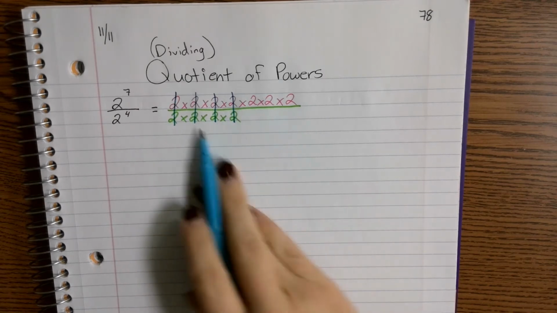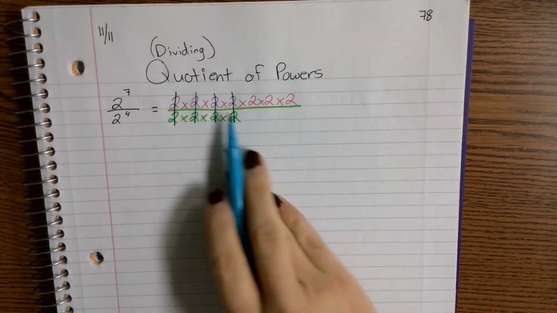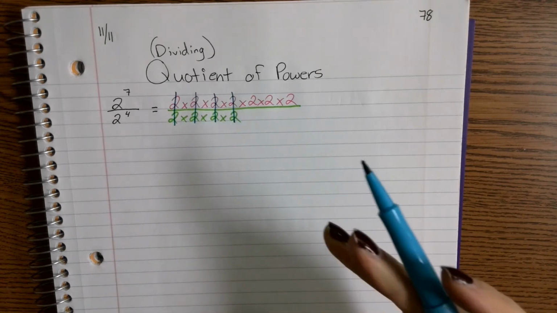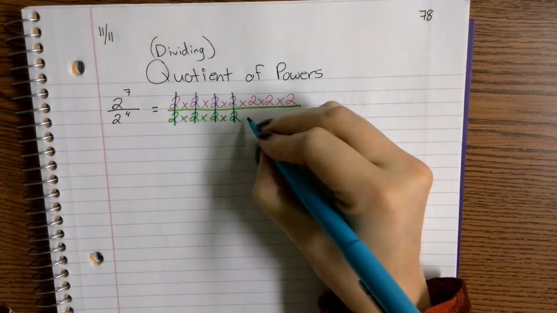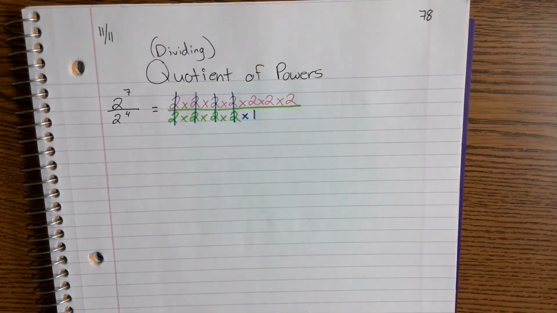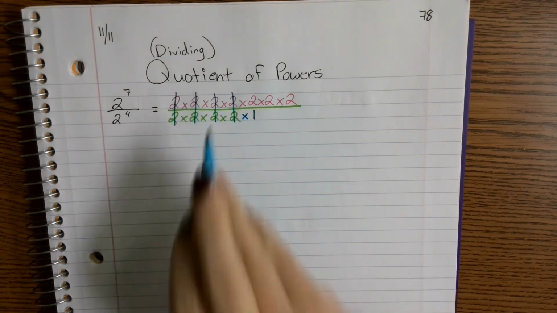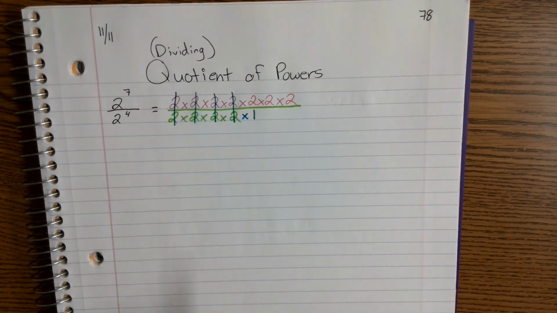but what does exist, because if I were to multiply by a 0, that would change my value, wouldn't it? These would no longer be 2 to the 4th. It would actually just be a 0. Okay, so it's actually just an imaginary 1 that we can go ahead and write in there because if we multiply by 1, it does not change a value. So if everything cancels out, that means there's still a 1 remaining. A 1 is still present.